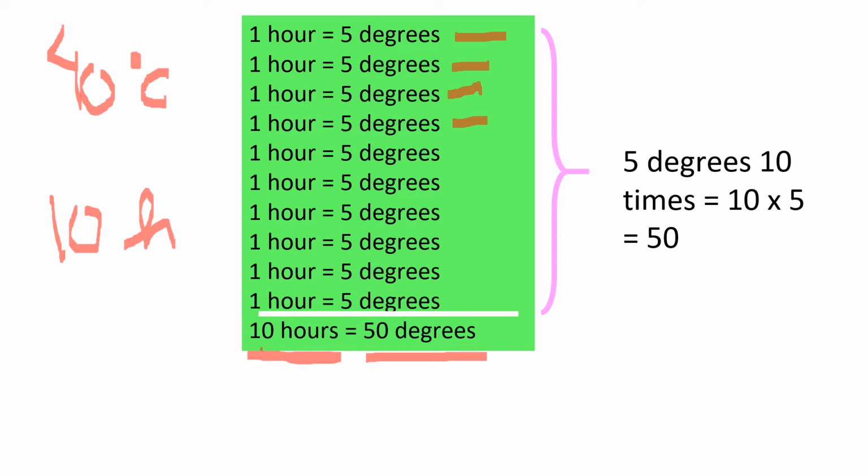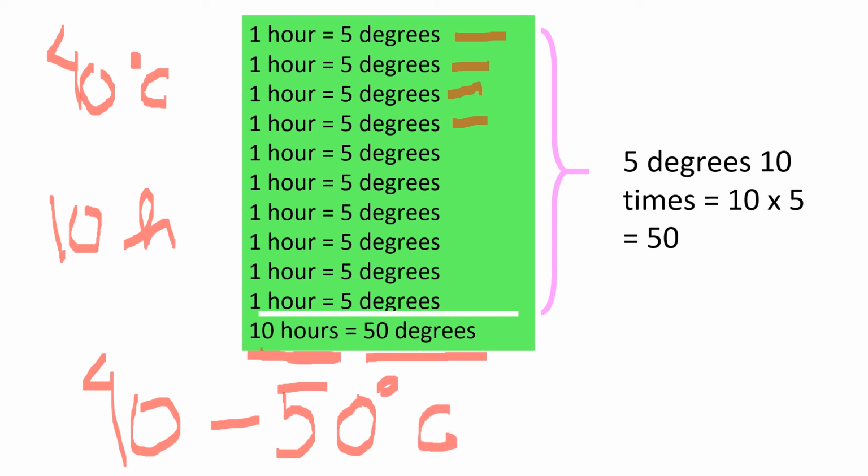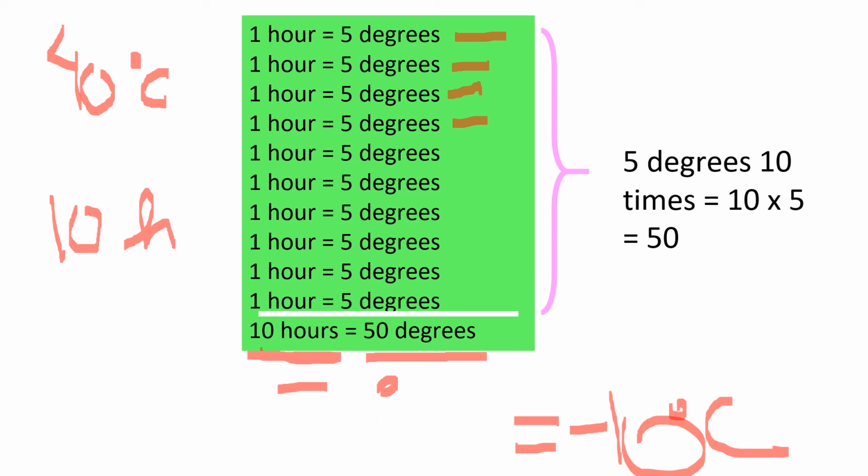So the temperature went from 40 degrees to how much? They decreased it. Decreased means minus, right? So they decreased the temperature by 50 degrees from 40 degrees, and it became minus 10 degrees Celsius. Did you understand how we arrived at the answer? How did we get the answer?